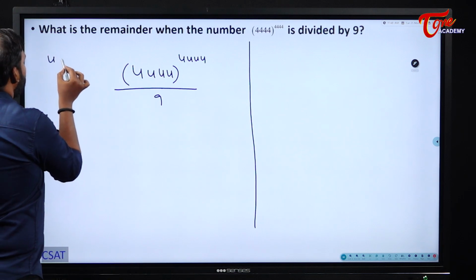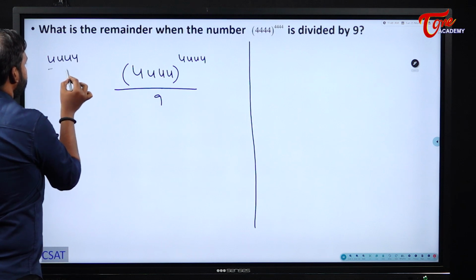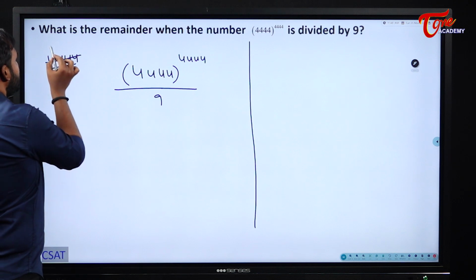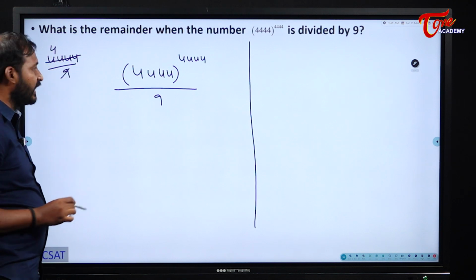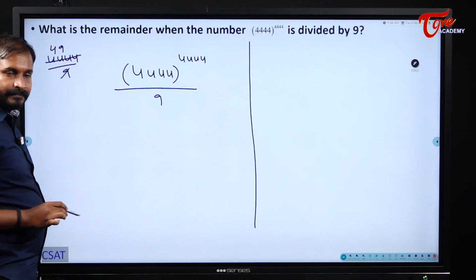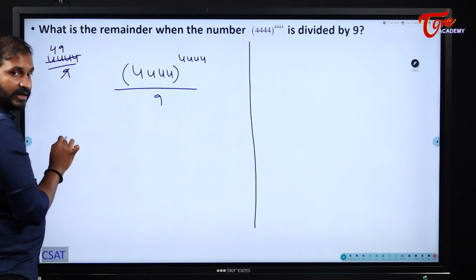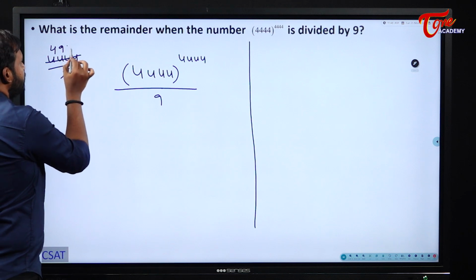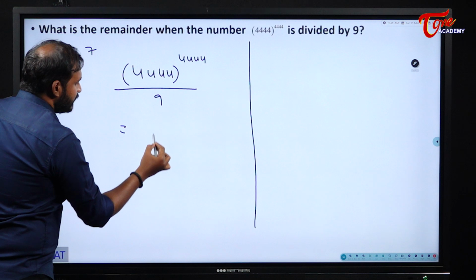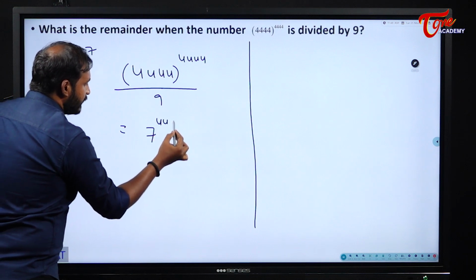So, first of all, I am dividing this 4 to the power of 4 with 9. What is the remainder I will observe? 9 4s are 36. I will be left with 8. It will become 84. 9 9s are 81. I will be left with 3 and 4, 34. 9 3s are 27. I will be left with 7. So this one will become 7 to the power of 4 to the power of 4 by 9.